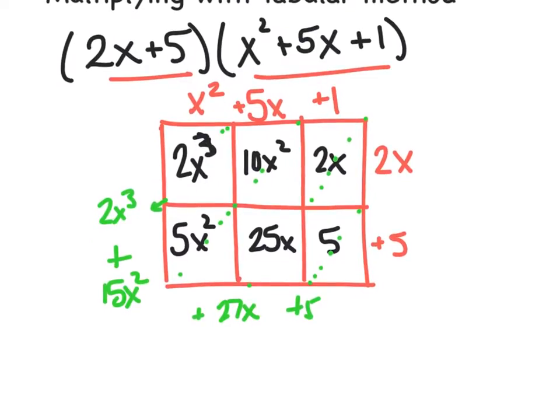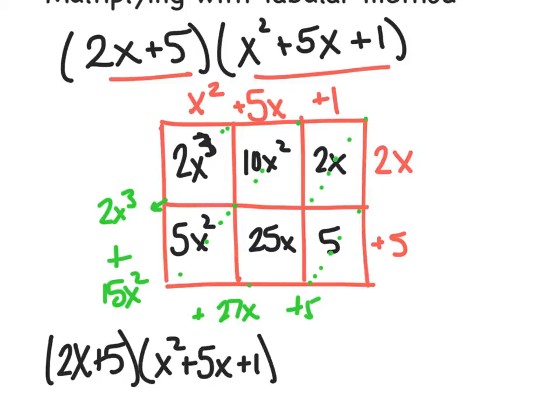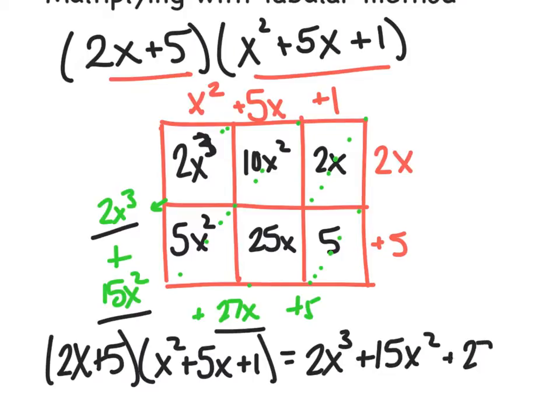So what does this tell us? Well, it's telling me if I multiply the factors 2x plus 5 and x squared plus 5x plus 1, I get 2x cubed plus 15x squared plus 27x plus 5. And that's how multiplying worked with our tabular method.